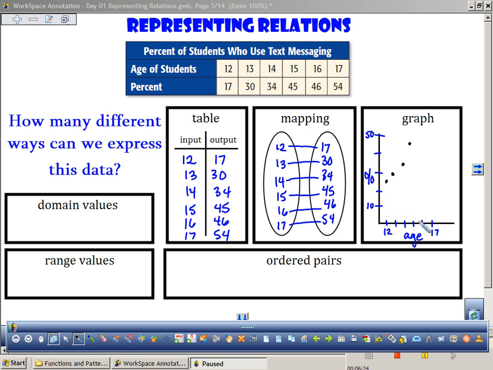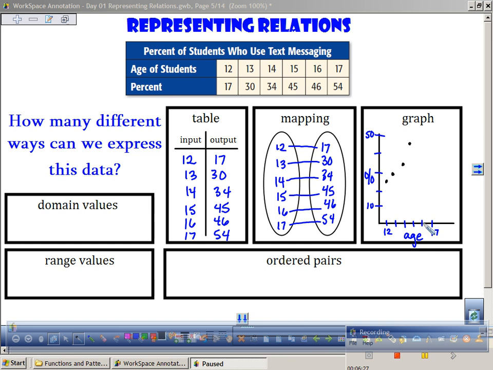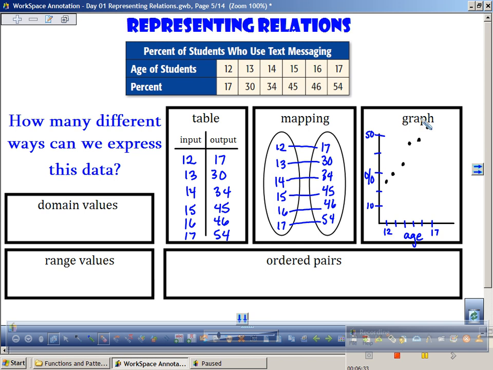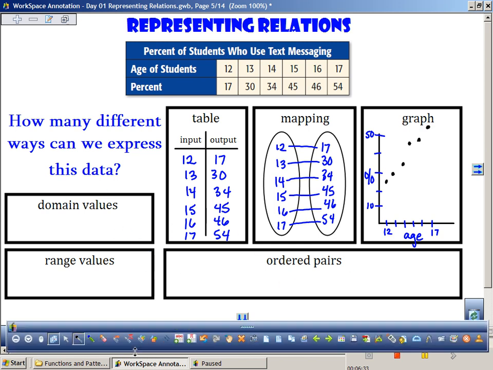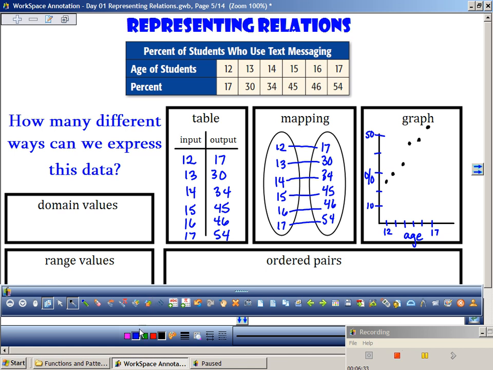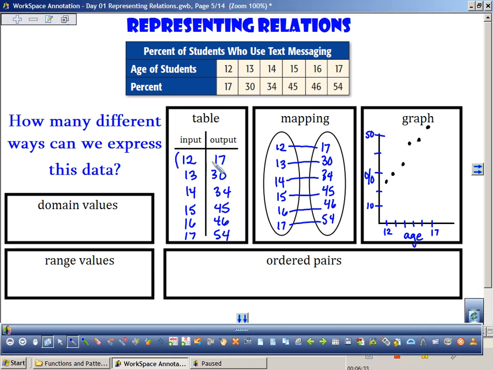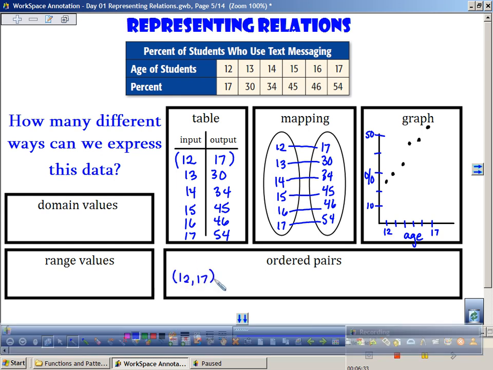Okay, so what were we on? 12, 13, 14, 15, 16? 46. So a little tiny bit more, and then 54. Okay, so what happens? It does a little jump, right? Do I need to put a line between them? Not necessary. It's just data points, correct? All right, exciting stuff. Okay, so my ordered pairs are what? They're actually right here, if you want to think about it that way. So I'm going to write them. 12, 17. 13, 30.